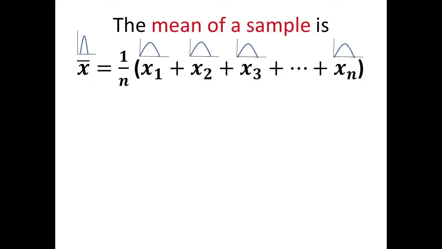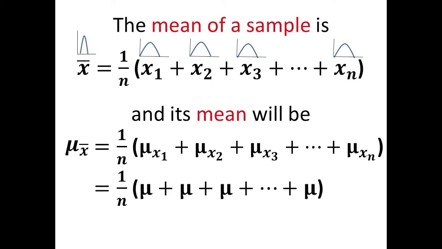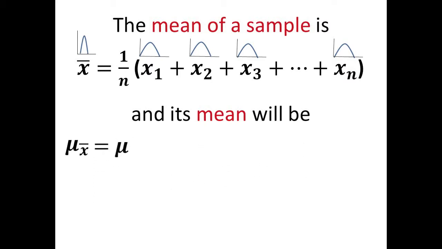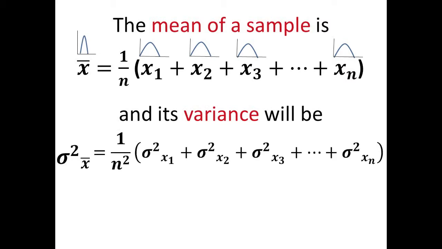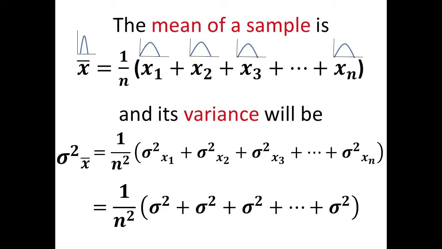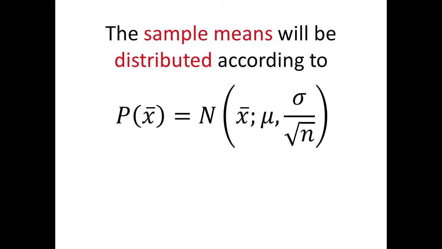This new random variable x bar will have a normal distribution, and its mean will be 1 over n times the sum of the means of the sample elements, which simplifies to mu. The variance of x bar will be equal to 1 over n squared times the sum of the variances of the sample elements, which simplifies to sigma squared over n. Thus, the sample means will be distributed according to a normal distribution with a mean of mu and a standard deviation of sigma over root n.